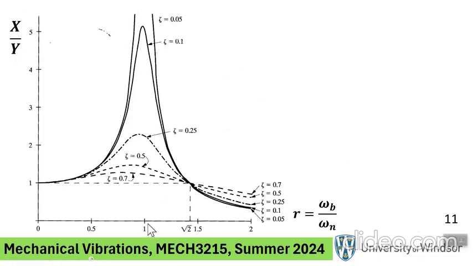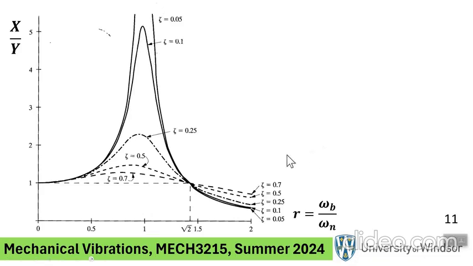Now, notice that when r is equal to 1 and there is no damping, in other words, the base motion is at the natural frequency of the mass, there's no damping. The mass goes to infinity. But damping brings it down.